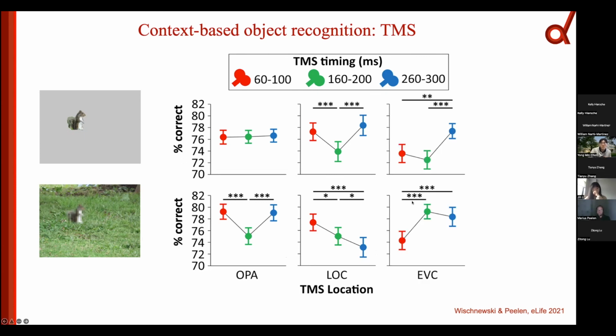Finally, the early visual cortex results actually went in the opposite way from what we predicted. Here the intact object recognition condition is impaired also at the middle time window, whereas the context-based object recognition condition is not. So this was somewhat surprising, and we have some ideas why this might be.